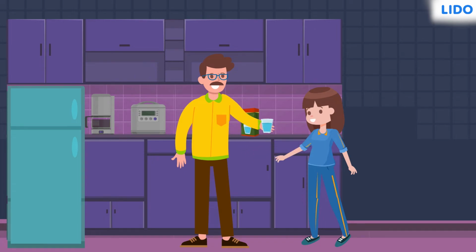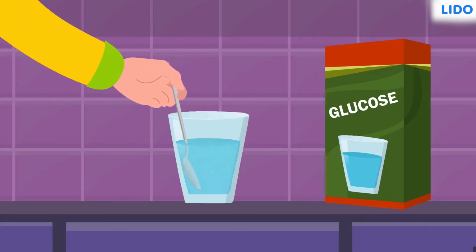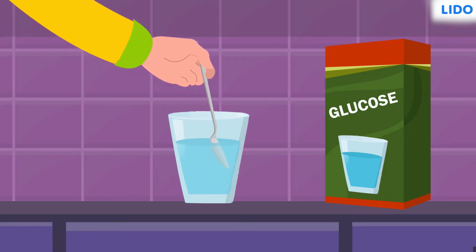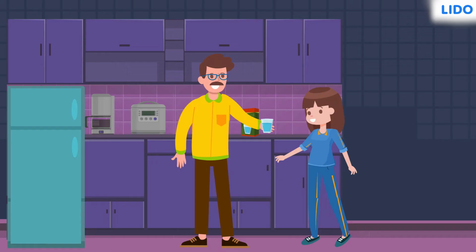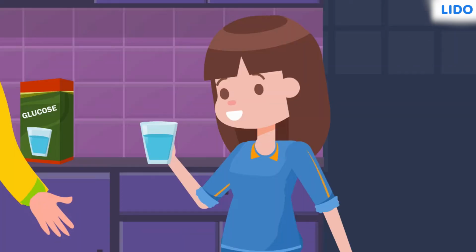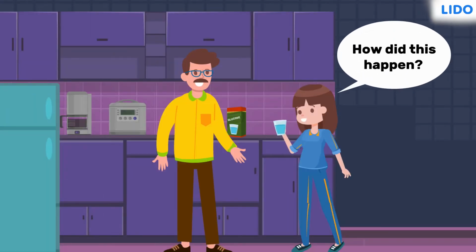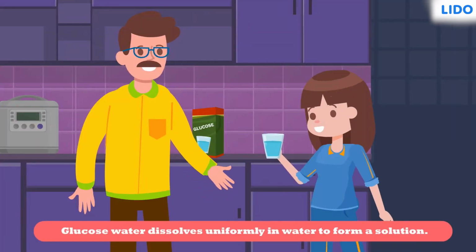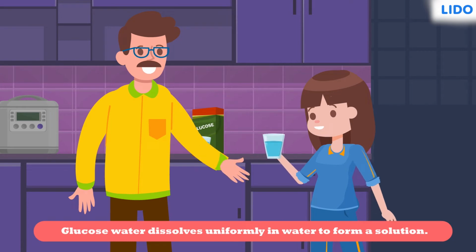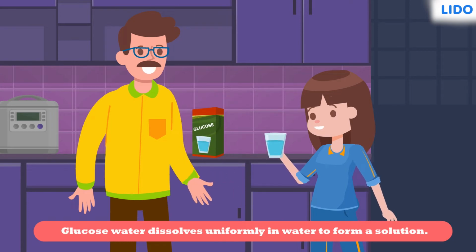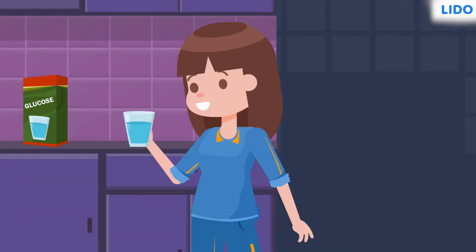Her father adds glucose to her glass of water to make her feel better. As soon as her father adds the glucose powder to the water and stirs it, Naina notices that the powder is nowhere to be seen inside the water. Naina is curious to know what happened to the glucose powder. Where did it vanish? This is when her father tells her that the glucose powder did not disappear. It has dissolved in the water to form a solution.